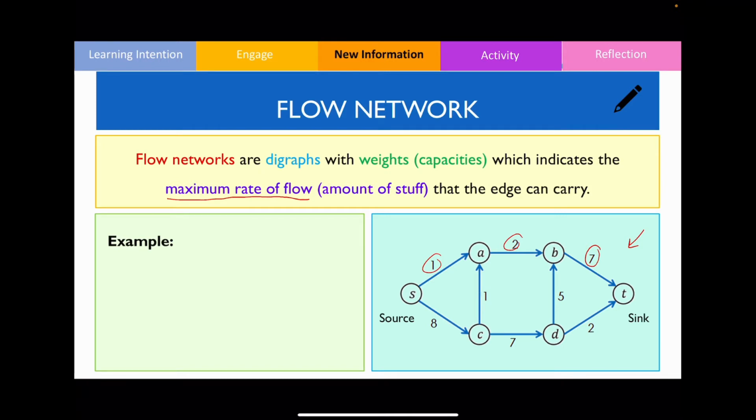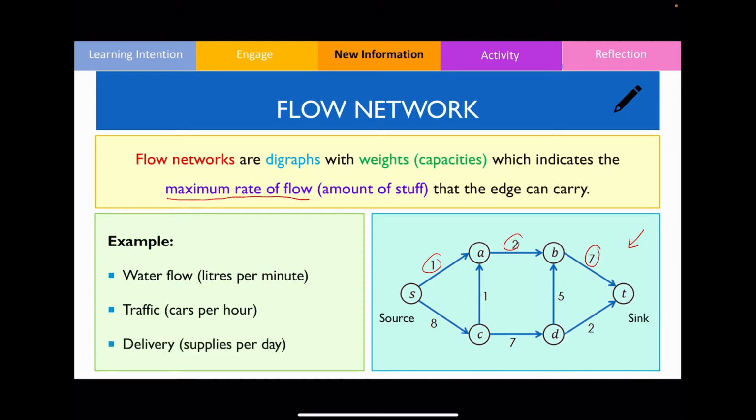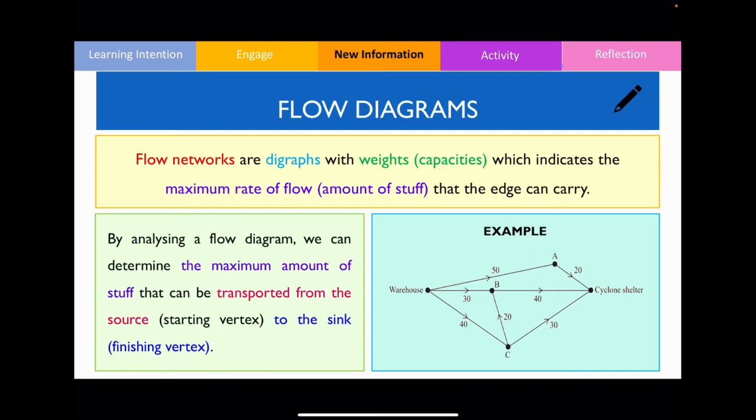Depending on the context of the problem, these capacities shown on the network diagram could represent the water flow through pipes. They could also represent traffic, so the number of cars that go through the streets per hour. Alternatively, these capacities could represent the number of supplies made per day going through that particular route. As you can see, these flow networks can be used to model many real-world scenarios, and by analyzing these flow diagrams, we can determine the maximum amount of flow that can be transported from the source to the sink.